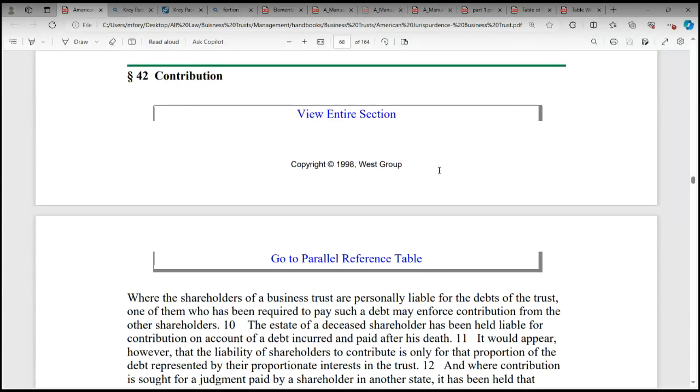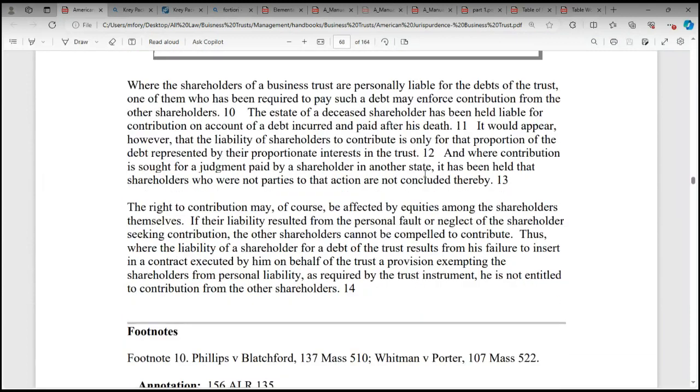Section 42, contribution. Where the shareholders of a business trust are personally liable for the debts of the trust, one of them who has been required to pay such a debt may enforce contribution from the other shareholders. The estate of the deceased shareholder has been held liable for contribution on account of a debt incurred and paid after his death. It would appear, however, that the liability of shareholders to contribute is only for the proportion of the debt represented by their proportionate interest in the shares.